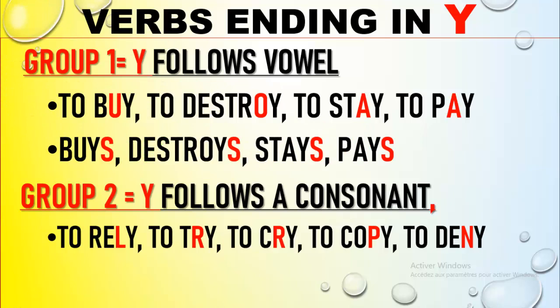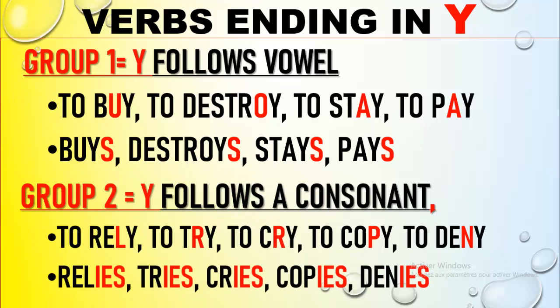Buys, destroys, stays, pays. Lorsqu'un verbe se termine par un Y, regardez bien si le Y suit une voyelle. Quand il suit une voyelle, mettez directement un S à la troisième personne du singulier. Maintenant, deuxième groupe, si le Y suit une consonne, le Y disparaît et est remplacé par IES.